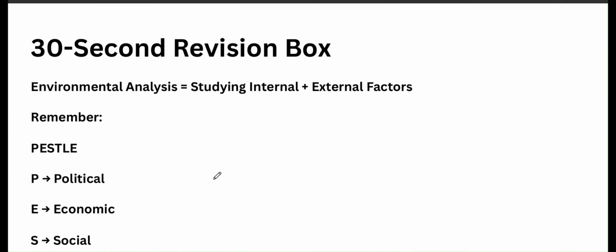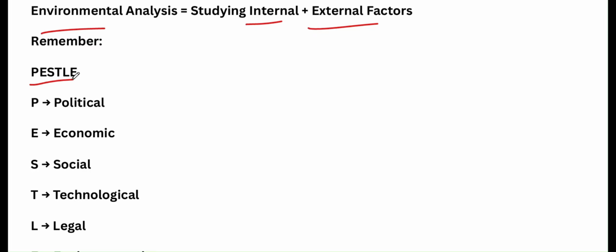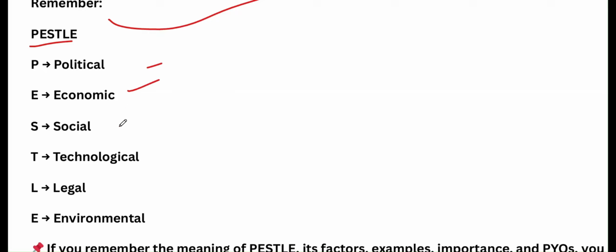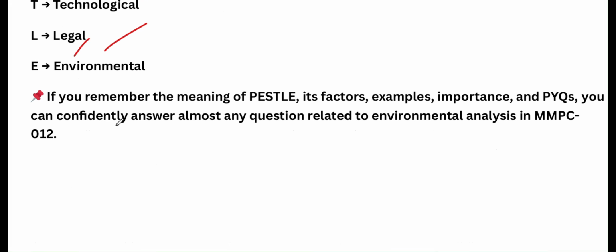So, as a quick revision, we discussed environmental analysis today. Environmental analysis means studying internal and external factors. You have to remember PESTLE. PESTLE comes here in external factors. PESTLE is political, economic, social, technological, legal, and environment. So make sure you write the meaning of PESTLE, its factors, examples, and importance.